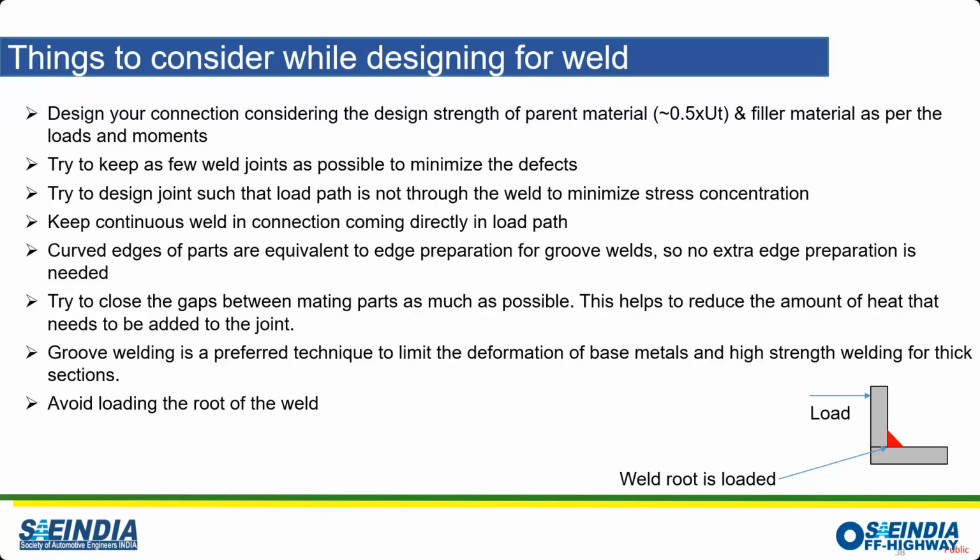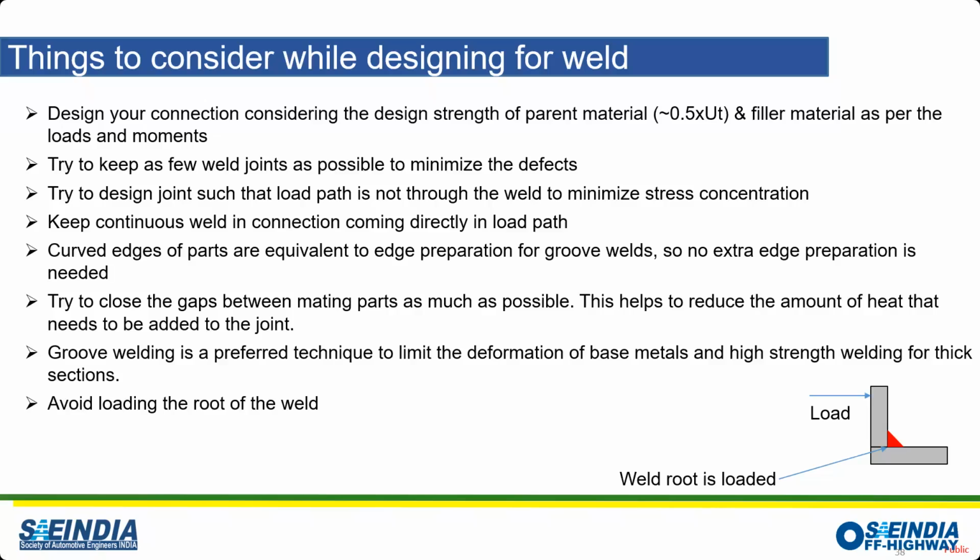So the basic design criterion is that you use the design strength of your parent material as a parameter to define how much stress you want to limit on the weld connection while you're doing all those calculations, in a bending scenario, or a tensile loading, or a torsional scenario. You will have to keep that in mind. And then try to keep as few weld joints as possible, so that you minimize the chances of defects in the connections or in the overall structure. So that is just a quick thumb rule there.